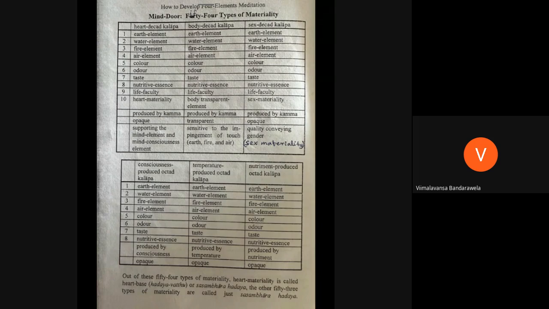Hadaya Dasaka Kalapa. The first materiality is very special and unique to the Mindo. That is what is called heart decad Kalapa, the Hadaya Dasaka Kalapa. That means the heart materiality as a 10th factor. You go to the 10th factor. The 10th factor is the heart materiality. All the others are common.